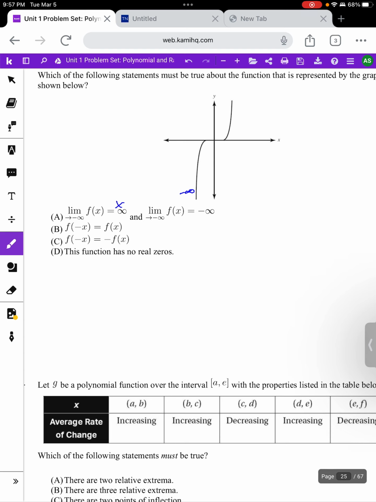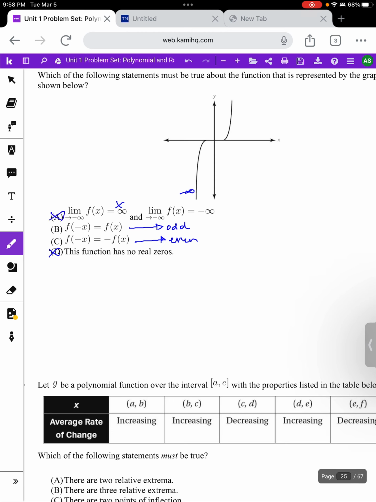f of negative x equals f of x. So if that's true, then it would be symmetrical in some way. And it would be an odd function, which this is definitely an odd function. If this were true, then it would be an even function. And then this function has no zeros. That's a lie. All right, so we crossed off both of those.